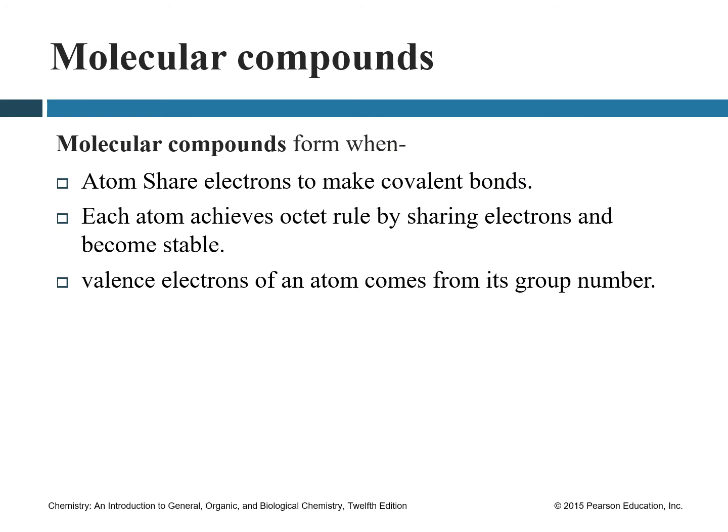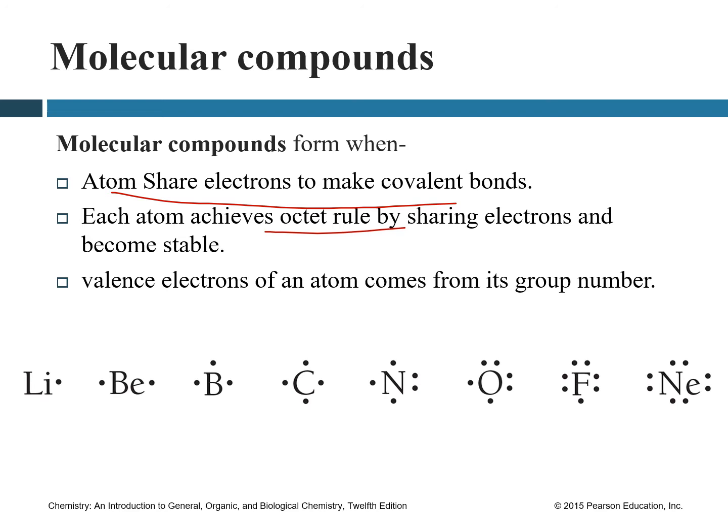So what are molecular compounds? When two nonmetals share electrons to make a covalent bond, that is called a molecular compound. Now each element wants to have an octet of 8, because that's what makes the molecule or the element stable. Below is the list of elements you see here with their dot structures showing their valence electrons. We are going to use them to draw the Lewis dot structures.